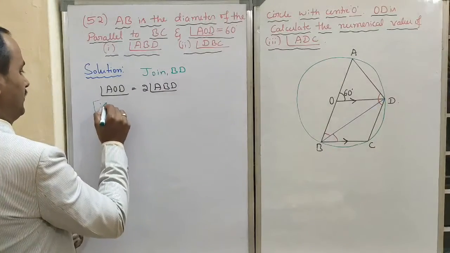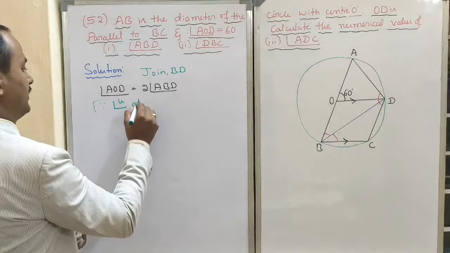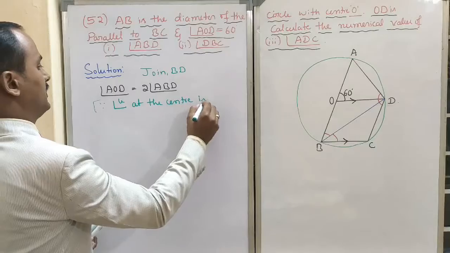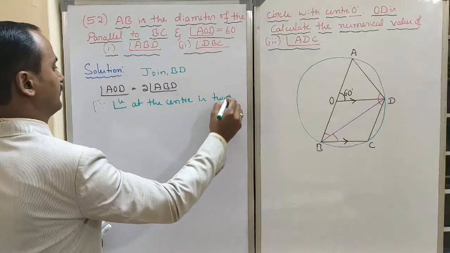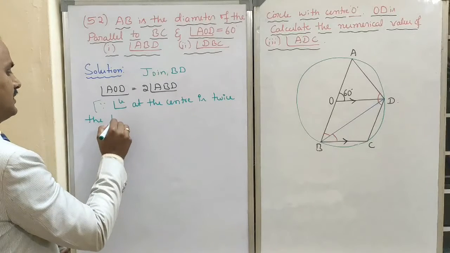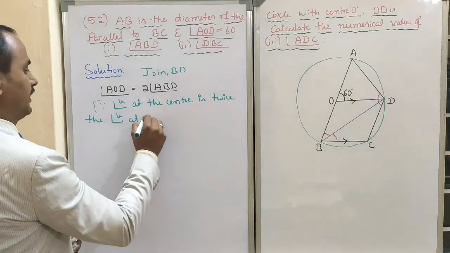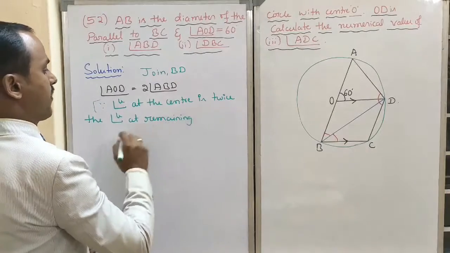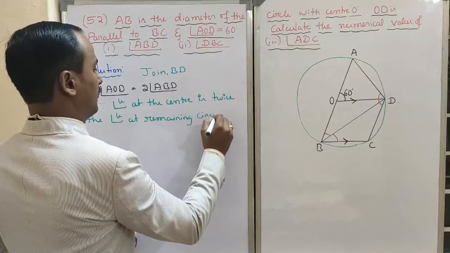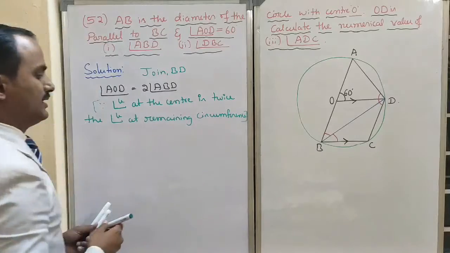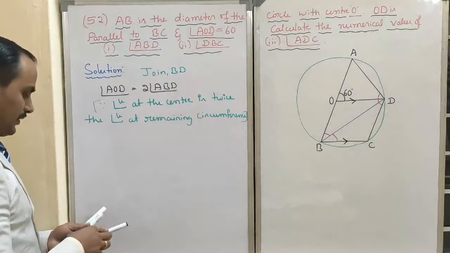See, angle at the center is twice the angle at the remaining circumference. Oh, is it right? Correct? Now I will substitute the values.